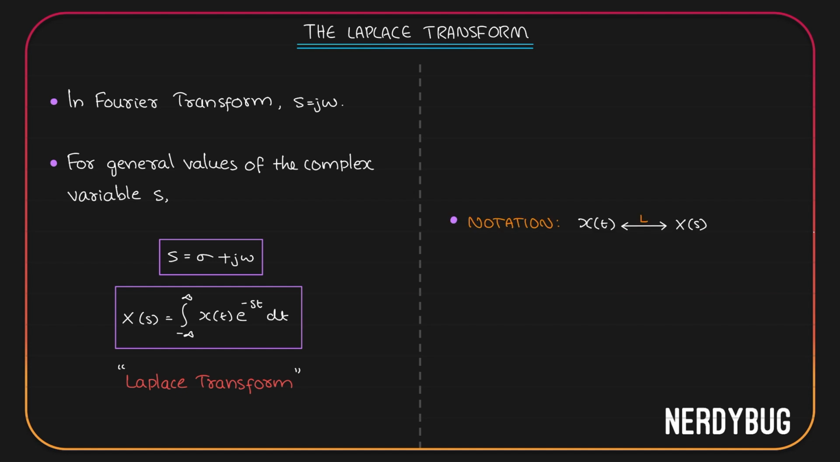To show a signal x of t and its Laplace transform X of s, we'll be using this notation. We'll use a double-sided arrow with an L on top.